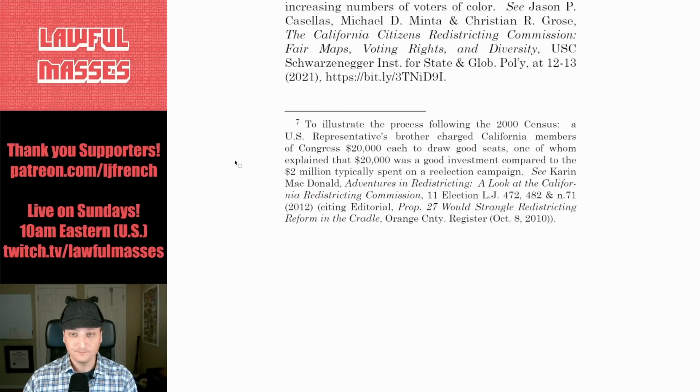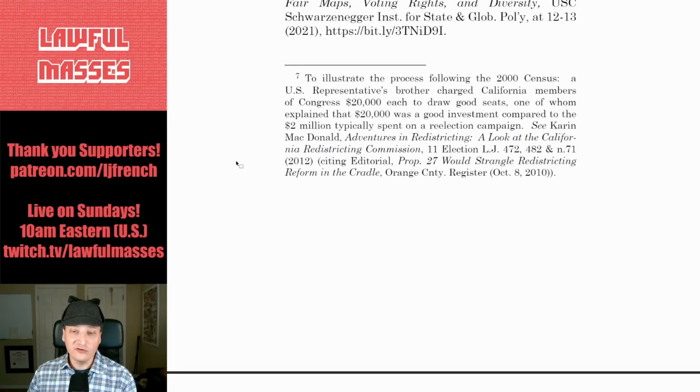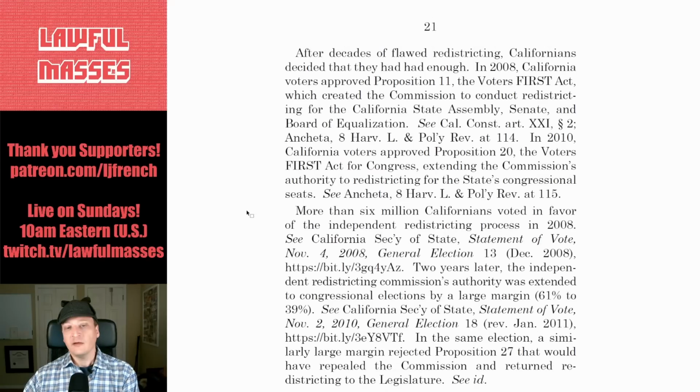This gerrymander harmed voters by maximizing the protection of incumbents while diluting the voting power of California's increasing numbers of voters of color. To illustrate the process following the 2000 census, a U.S. representative's brother charged California members of Congress $20,000 each to draw good seats, one of whom explained that $20,000 was a good investment compared to the $2 million typically spent on a re-election campaign. After decades of flawed redistricting, Californians decided that they had enough.